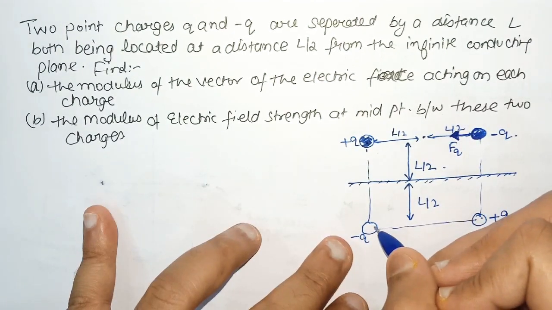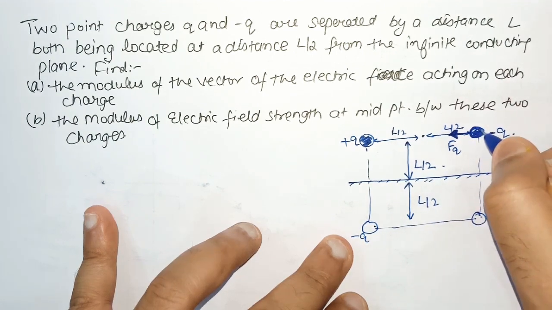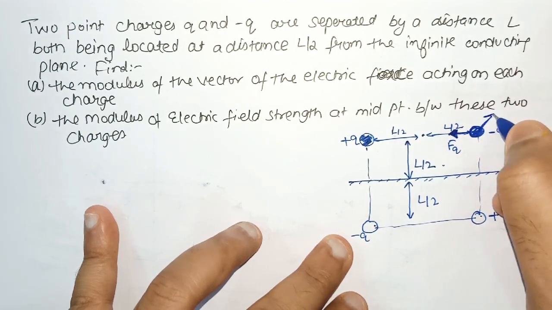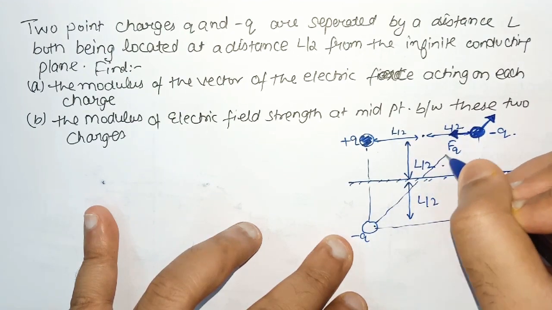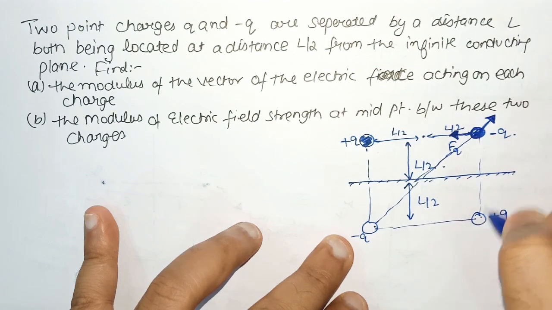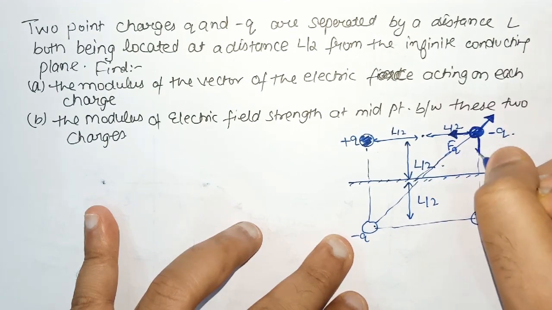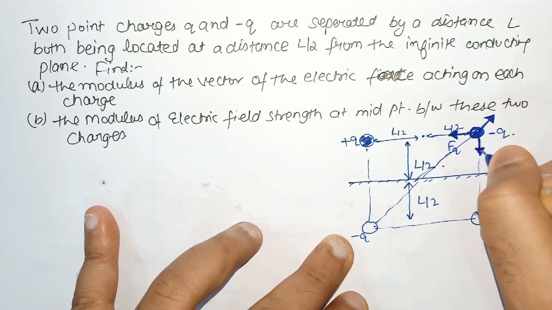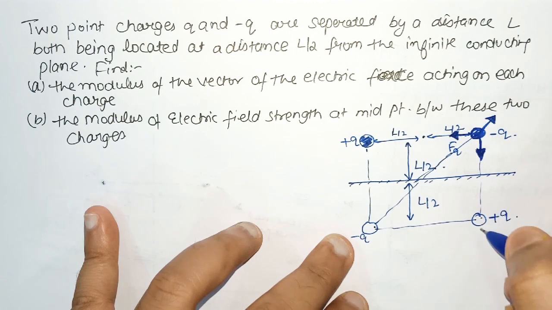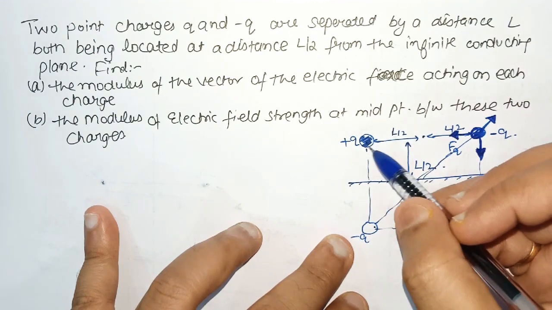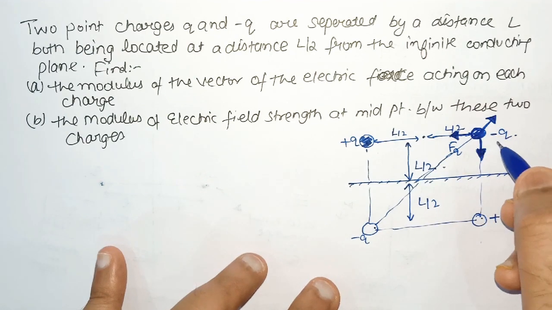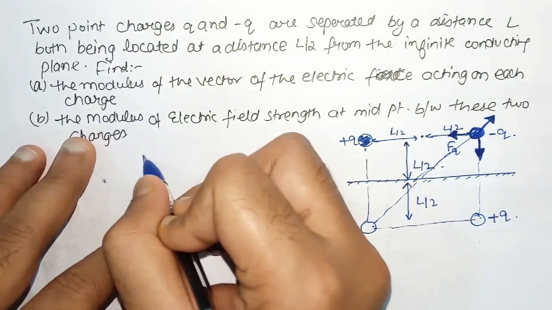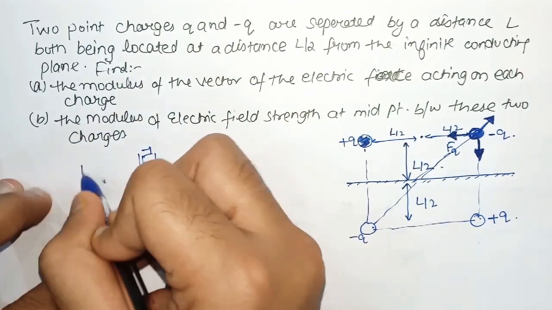Now because of this negative charge, the force is like this. This is the force, and because of this positive charge, the force is like this, positive outward. Now you can solve this very easily. You have already done it, so I can directly write the answer.